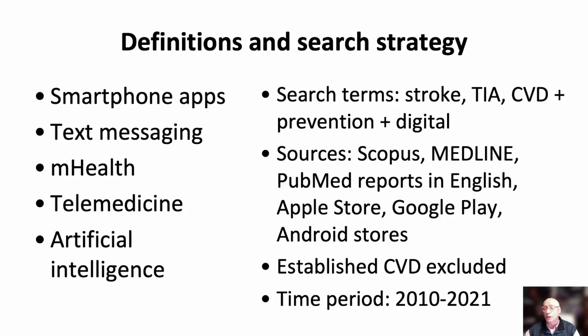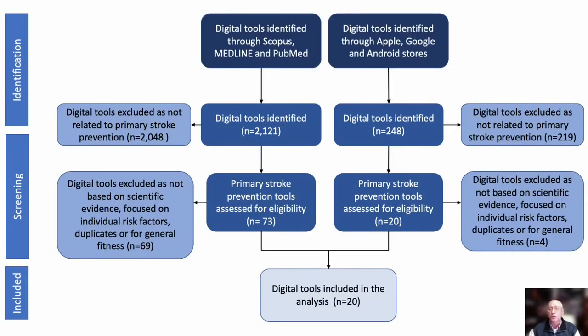Digital technology for primordial and primary stroke prevention was defined as mobile, for example, smartphone, computer, or web-based technologies to support the achievement of stroke prevention. Digital technologies for people with established stroke, transient ischemic attack, TIA, or cardiovascular disease were excluded from our analysis. A range of electronic databases in the English language was searched for the last decade. Our literature search resulted in almost 2,500 digital tools currently available for stroke prevention, of which only 20 tools met our inclusion criteria. The inclusion criteria I will show you in a minute.